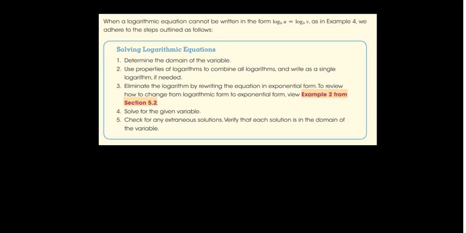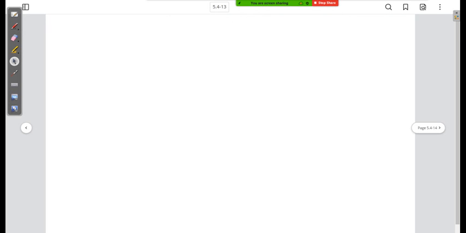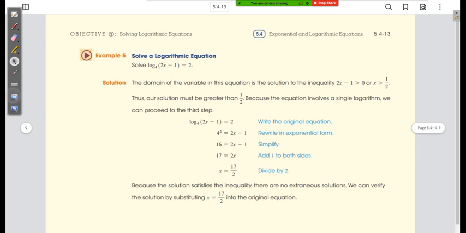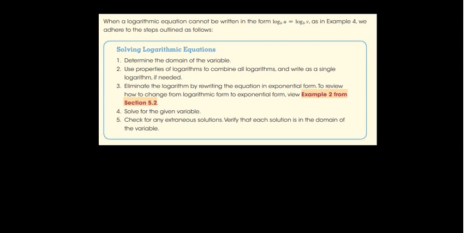So this reads, when a logarithmic equation cannot be written in the form of log base b of u is equal to log base b of v, as in example 4, right? Example 4 is pretty easy. We adhere to the steps outlined as follows. And similar to everything I've done this semester, that's mainly just to keep track of what you're doing. Instead, we're going to proceed because I know that examples work a lot better than words in most cases.